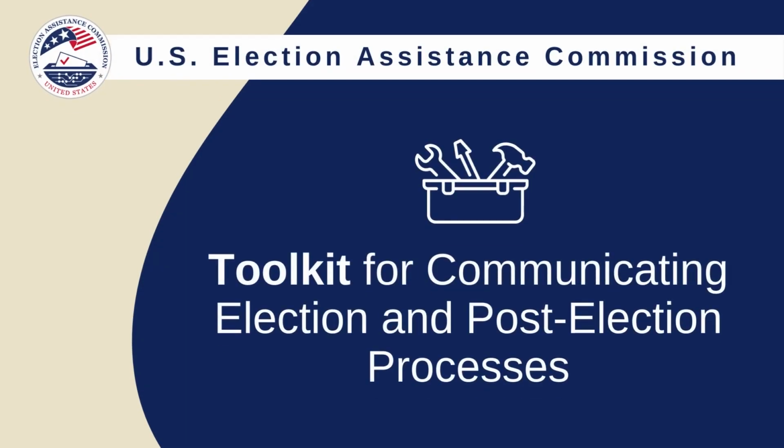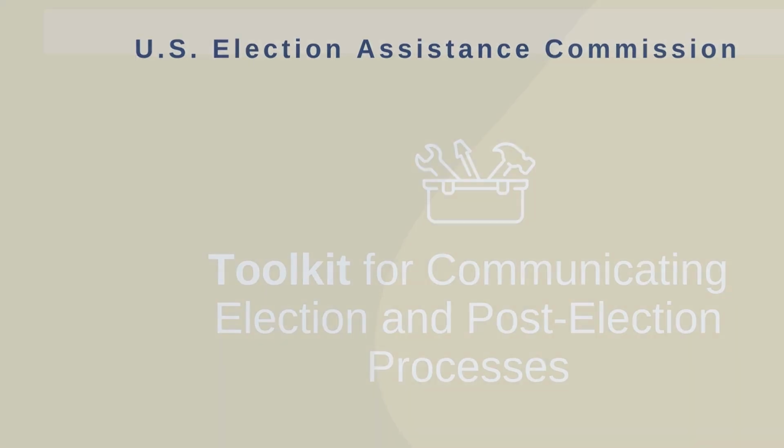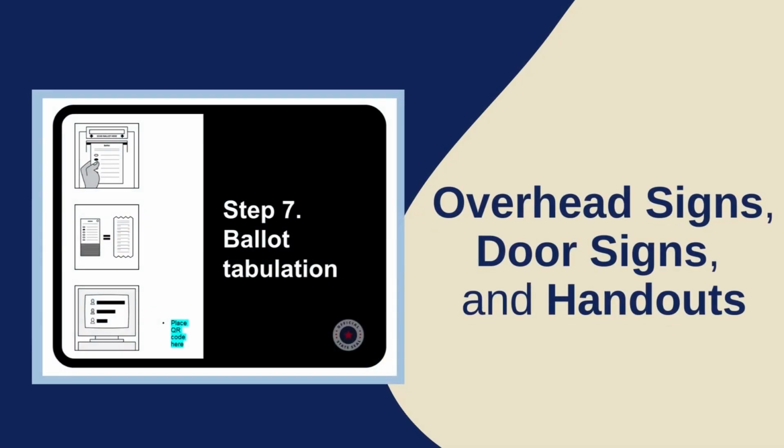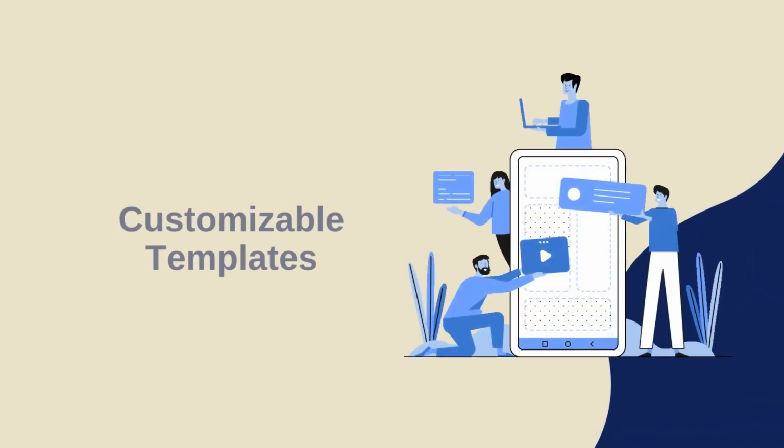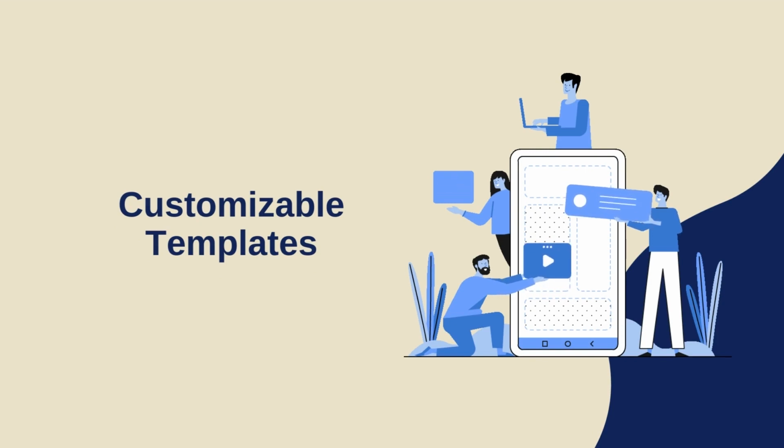The Toolkit for Communicating Election and Post-Election Processes contains editable templates that help election officials to communicate with voters. In this video, we'll go over 3 templates contained within the Toolkit: overhead signs, door signs, and handouts. Each of these templates is customizable and intended to help election observers better understand election and post-election processes as they happen.